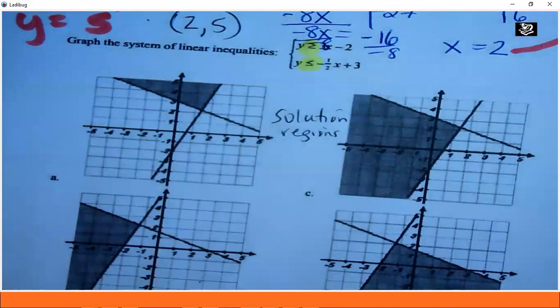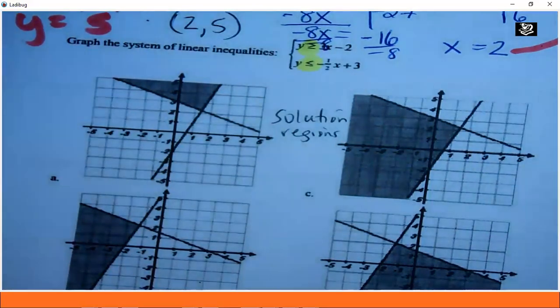Okay, so it's not A. It might be C because it's below one of them and above the other one. What about D? Where do they shade on D? Both below. So those would have to both be less than signs. So we can go ahead and mark out A and D.